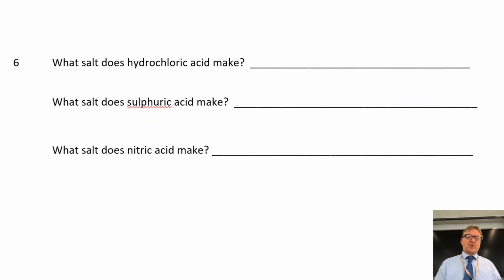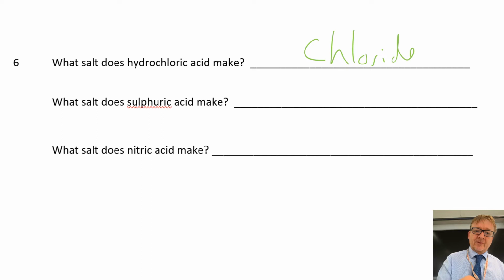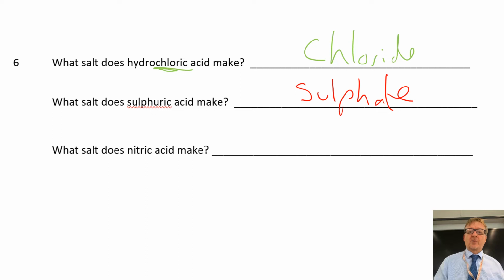Question number 5, what salt does hydrochloric acid make? This is the thing that's made at the end. So it could be sodium something, and it's always a chloride, which has come from the chloric. What salt does sulfuric acid make? It's always a sulfate, so copper sulfate. What salt does nitric acid make? It is always a nitrate.